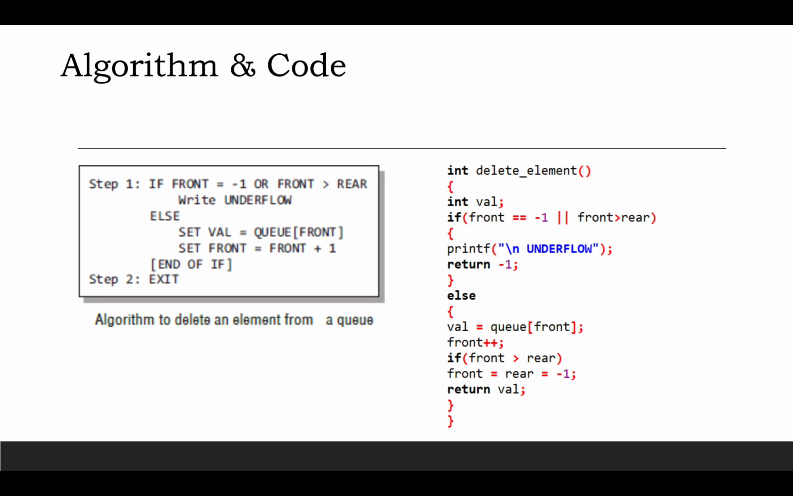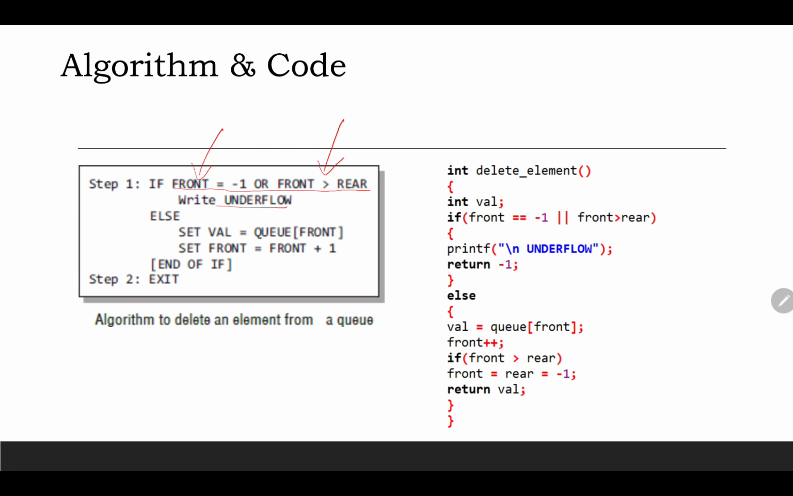And this is the algorithm for doing the deletion in a queue. First, we check the condition: front is equal to -1 or front is greater than rear. If any one condition is true, it will print the message as underflow. If the first condition is true, it means we didn't start any insertion here. But if the second condition is true, it means we have already inserted some elements and deleted them.